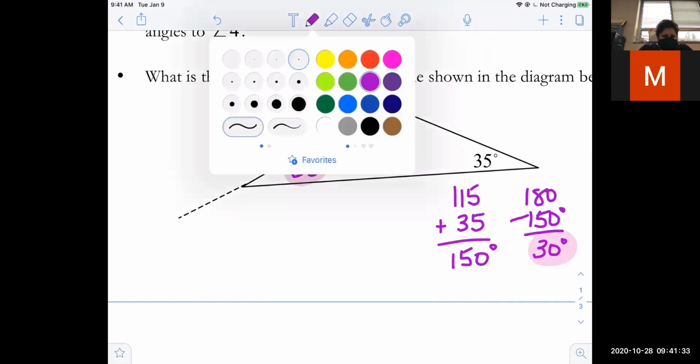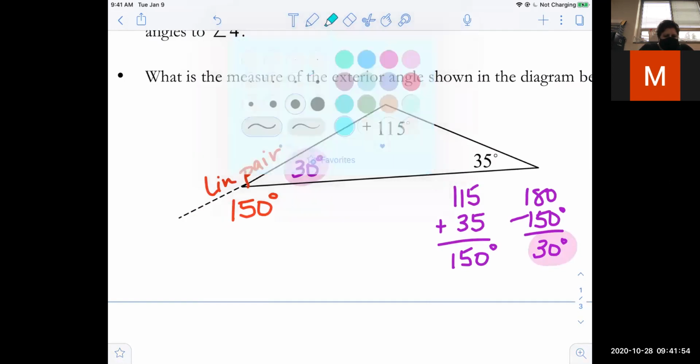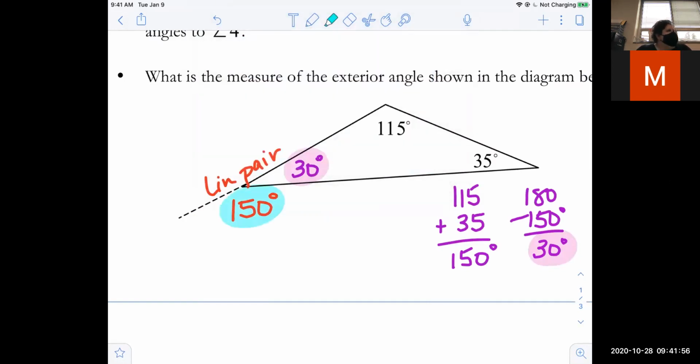So this angle measure should be 150 degrees because these guys are a linear pair. Okay, do you see a quicker way of getting that that's 150? This is our exterior angle here, just like up above, right? Do you see a faster way of getting 150 instead of having to subtract from 180 and then subtract from 180 again?